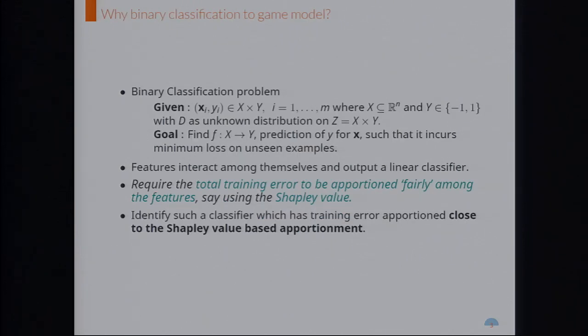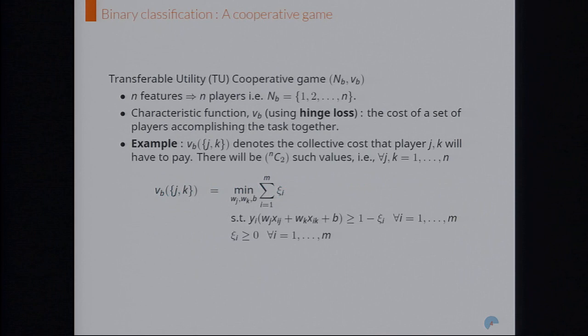To solve such problems, one can ask for a linear classifier given interacting dependent factors or features here, that is xi, and the corresponding labels yi. So we want to identify a classifier which has total training error apportioned close to the Shapley value based fair apportionment. In this direction, we design a TU cooperative game with features as players. The characteristic function uses hinge loss, which is a popular loss function in classification.